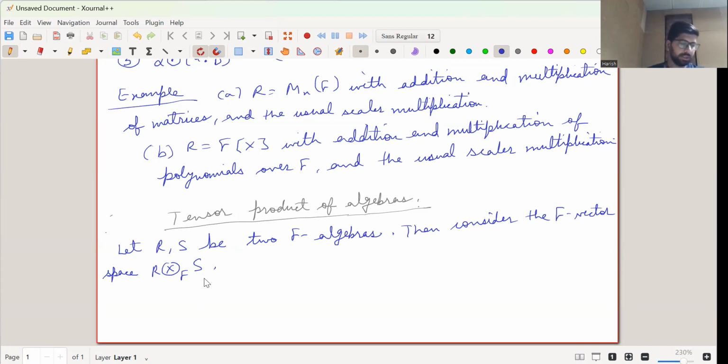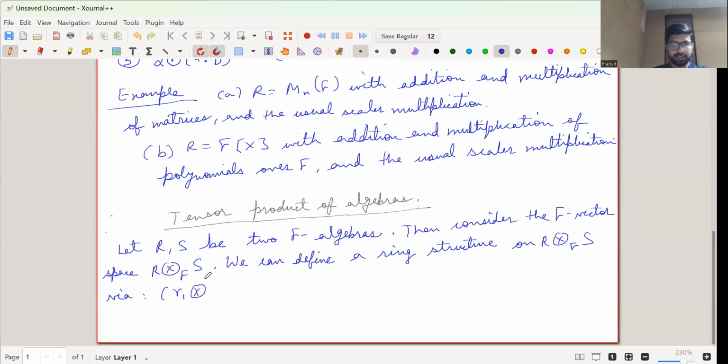So you just consider the F vector space, then we can define a ring structure on R tensor S. Take r1 tensor s1, which is one element, and r2 tensor s2, which is another element, and we need to define the multiplication over the vector space R tensor S. Taking any two arbitrary elements, we define the multiplication as multiplying r1 with r2, and then tensoring it with the multiplication of s1 and s2.